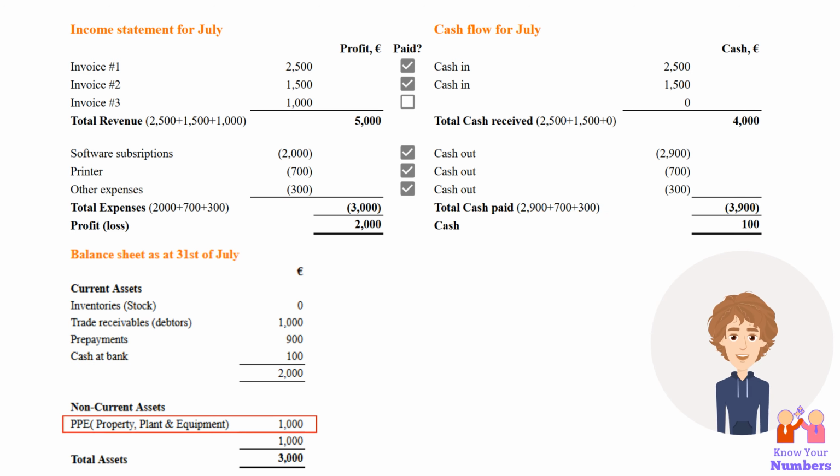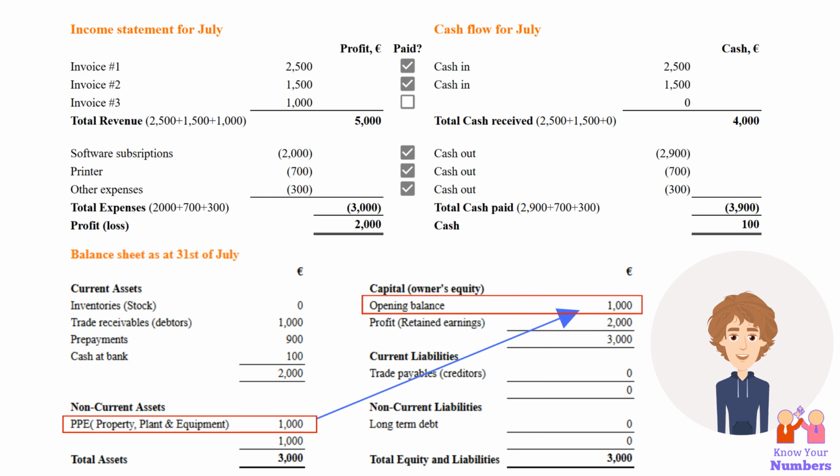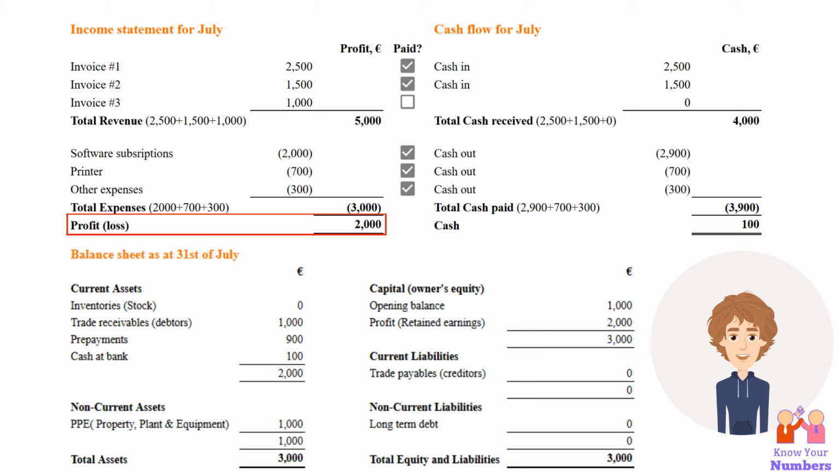And I invested my laptop, worth €1,000, that's a fixed asset, or property, plant and equipment. At the same time, that laptop is also my owner's investment, that goes into equity. And don't forget, I made a €2,000 profit in July. That profit gets added to equity too, as retained earnings. So what connects it all? The balance sheet equation. Assets equal liabilities plus equity. And now, equity includes your original investment plus any profit, or minus any loss, you've made.